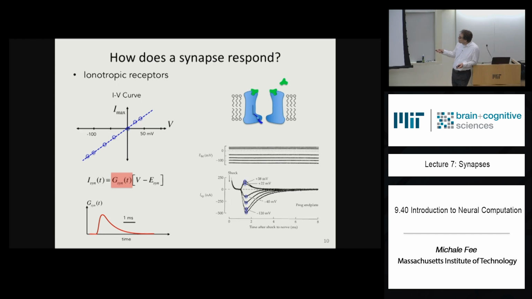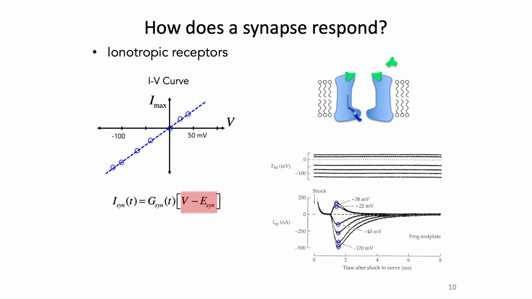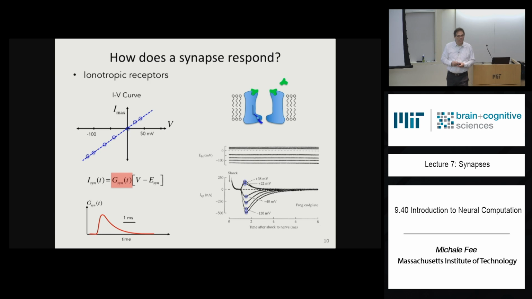So in order to turn something that looks like this into something that looks like this, you have to multiply it by something that looks like that. Does that make sense? For each one of those experiments, this term is constant. And so to get a current that looks like this, the conductance has to look like that. Okay? Does that make sense?